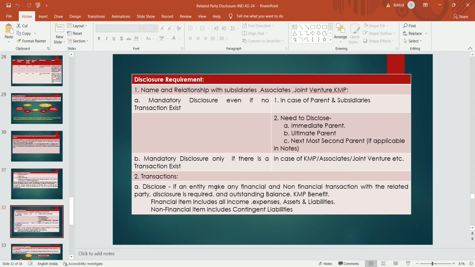Then we will discuss the disclosure requirement. What is the purpose of the disclosure requirement, why we disclose, and what we disclose. The purpose of the disclosure requirement is transparency in the financial statements. And what we will disclose is the name and relationship with the subsidiary, associate, joint venture and KMPs. We will disclose the name and relationship with subsidiaries, associates, joint ventures and KMPs. What is mandatory disclosure? Even if there is no transaction, we have to disclose. In case of a parent-subsidiary relationship, there is a mandatory disclosure even if there is no transaction. We have to disclose the name of the parent, its subsidiaries, and their relationship, even if there is no transaction during the year.